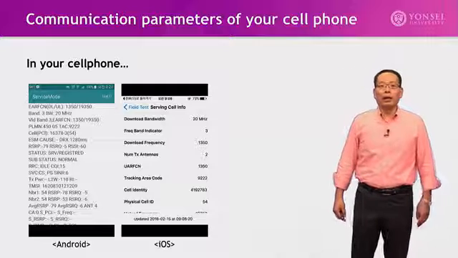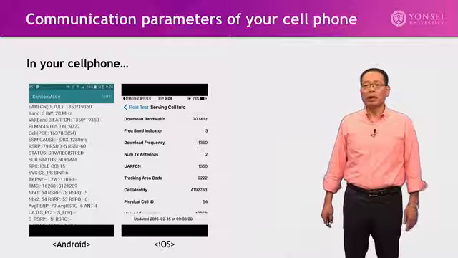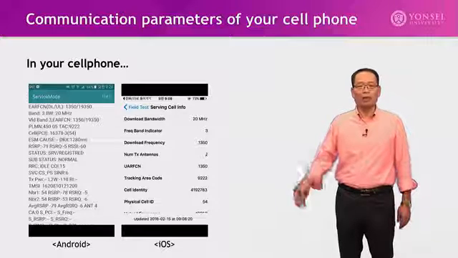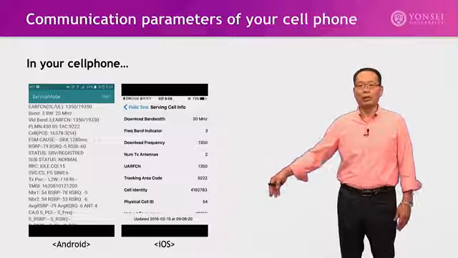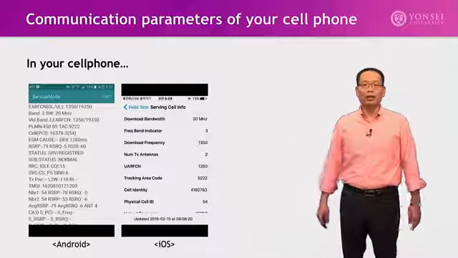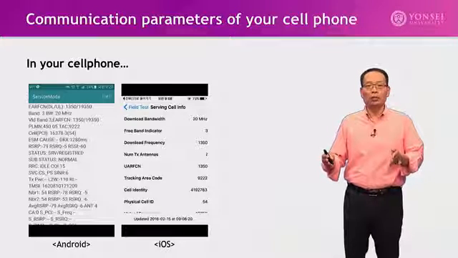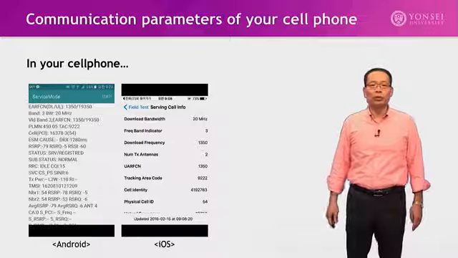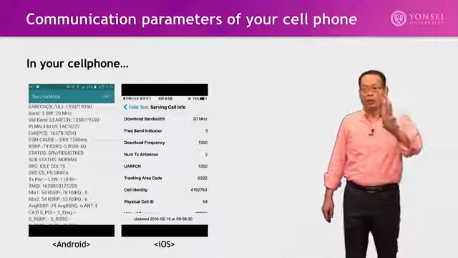Okay, then let's talk about this screen. Have you ever seen this information before? I think you do not. ARFCN, bandwidth, band, cell ID. Actually, this screen shows the wireless communication information for your cell phone, as I already told you. Among them, I'll explain three basic parameters.